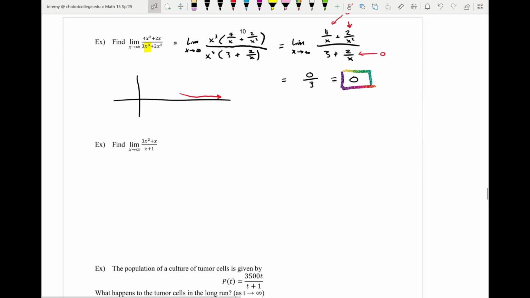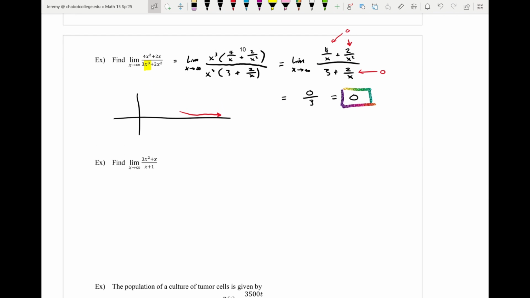We've got one more of these examples here. Limit as x goes to infinity of 3x squared plus x over x plus 1. So what happens as x goes to infinity? The numerator goes to infinity. Denominator also goes to infinity, so it's that indeterminate form. Let's see what we can do here. Let's try to pull out the largest factor, x to the k, in the denominator. In this case, it's just going to be x to the first power.